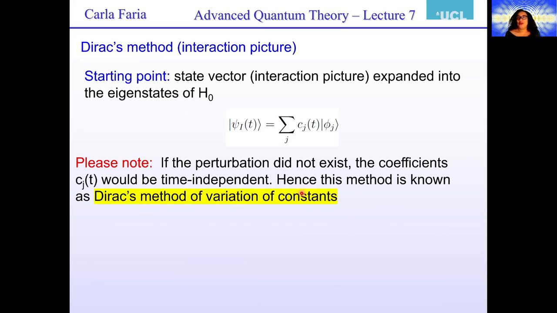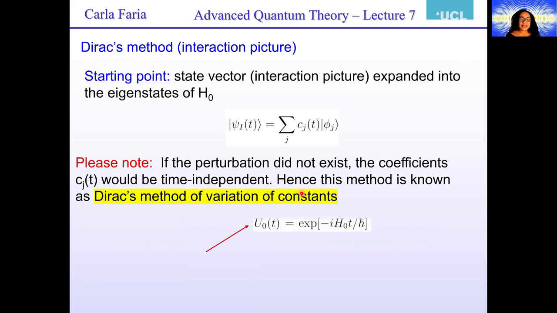So if you want to think about it in some kind of loose terms, this would be as if you were now, due to the presence of the time-dependent perturbation, varying the coefficients which, in the absence of the perturbation, were constants.